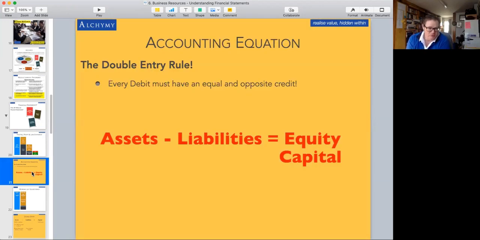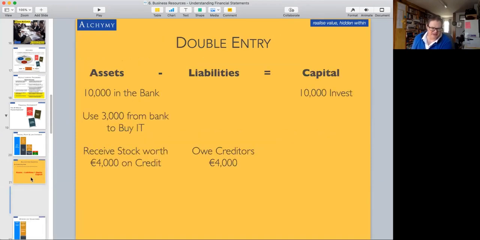Ultimately, our accounting comes down to two equations. Assets minus liabilities is equal to capital. And I'll put this one first.